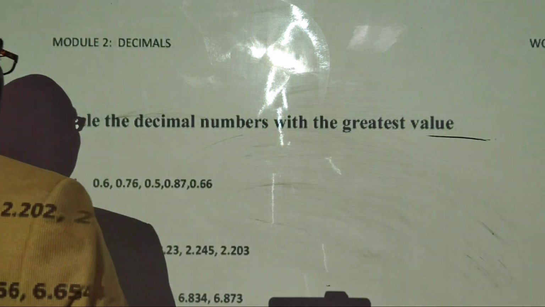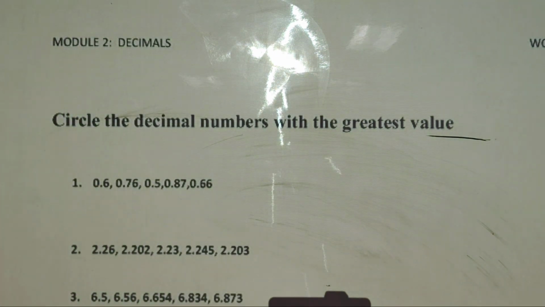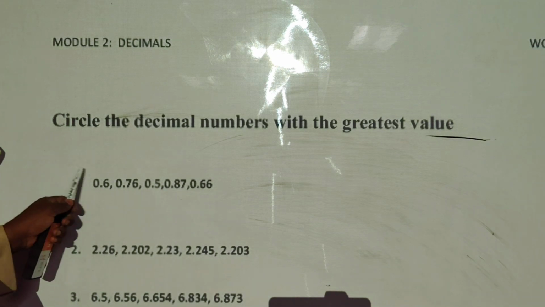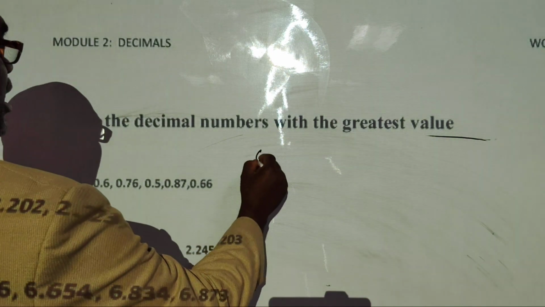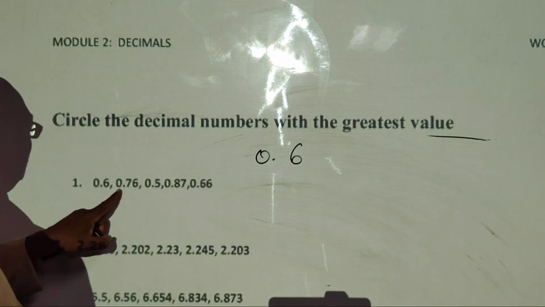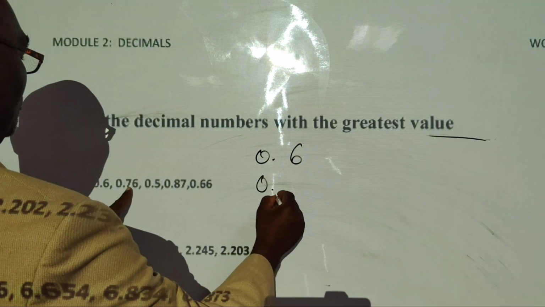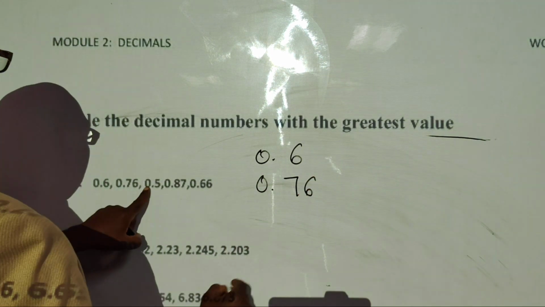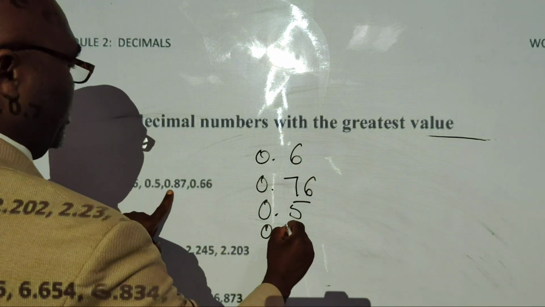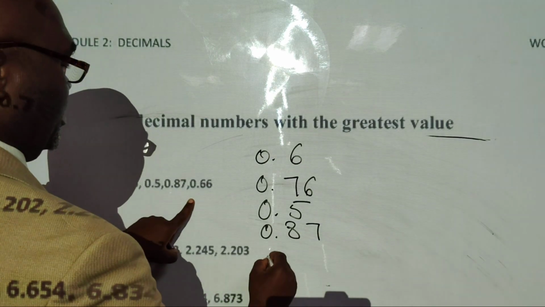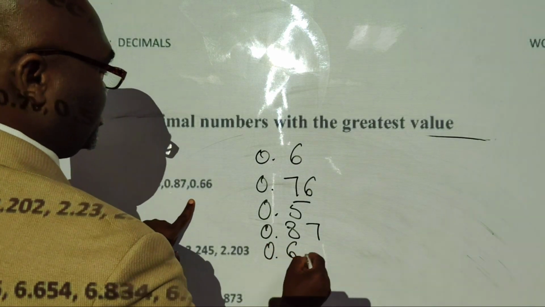All right. So now the question here for you, the first one, is to circle which one is the greatest. I mean, which one's big. For you to compare those decimal numbers. So which ones do you have? I got 0.6. You just need to line them up. Then I got 0.76. Then I got 0.5. I got 0.87. Then I got 0.66.